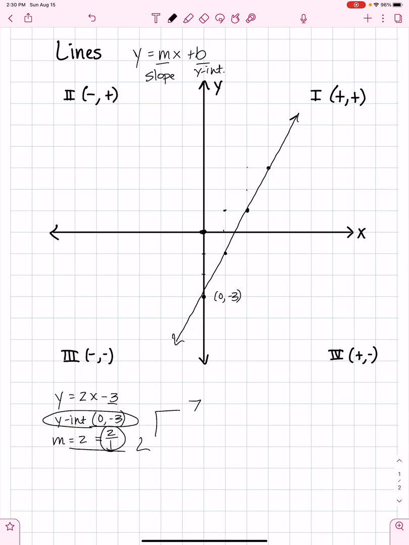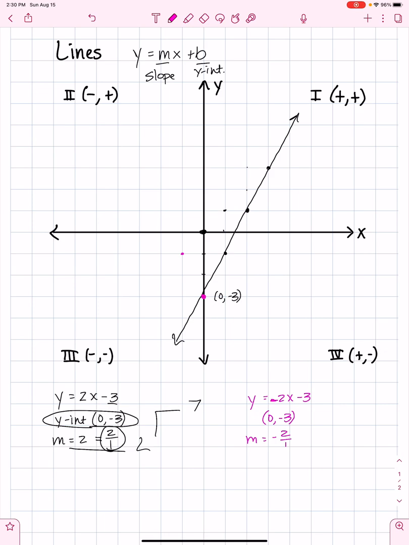So let's do that. Let's change colors here so it's easier to see. So let's look at what if we have negative 2x minus 3. Well, my y-intercept is still (0, -3). So same place here, but now my slope is negative. So I can think of my slope as negative 2 over 1. So now that means that I'm going to move up 2 to the left 1.